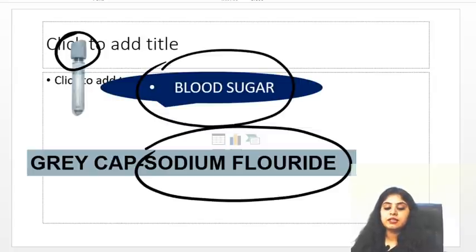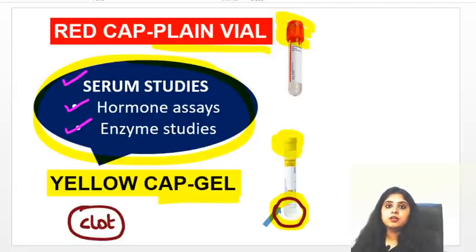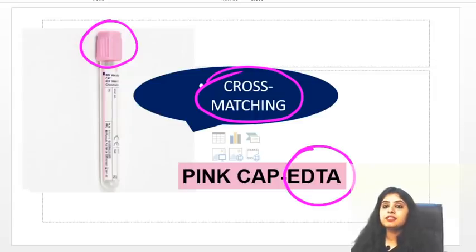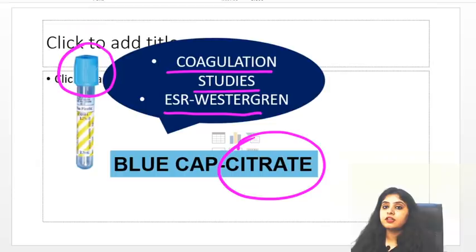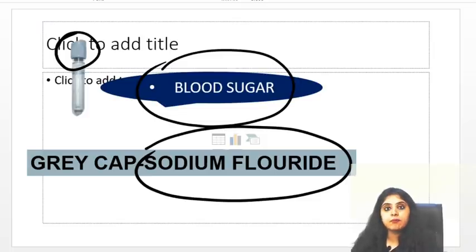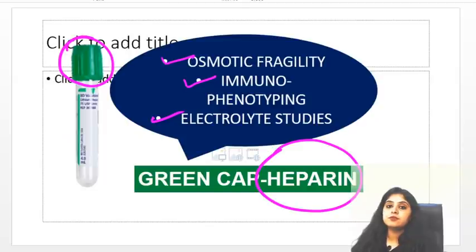Can we do a very quick recap? If you get red and yellow, you want the blood to clot, so you do it for serum studies. For lavender, it is EDTA, you're using it for CBC, PS and Wintrob's ESR. Instead of the same EDTA vial, if you change the cap to pink, it is used for cross matching. If you want to measure ESR by Westergren's method or do coag studies, it is the light blue vial, the citrate vial. If you want to measure the ESR by means of automated machines, you have the black cap vial. This also has citrate only. If you want to do sugar testing, you do it in a grey cap vial which has sodium fluoride. Lastly, if you want to test for osmotic fragility, immunophenotyping or electrolyte studies, you have the green cap vial. I hope that is clear to everyone.